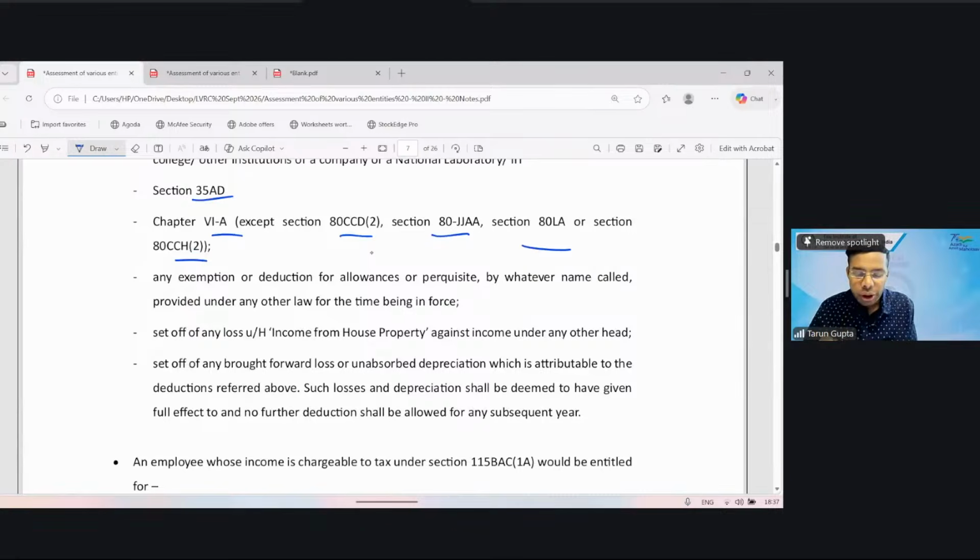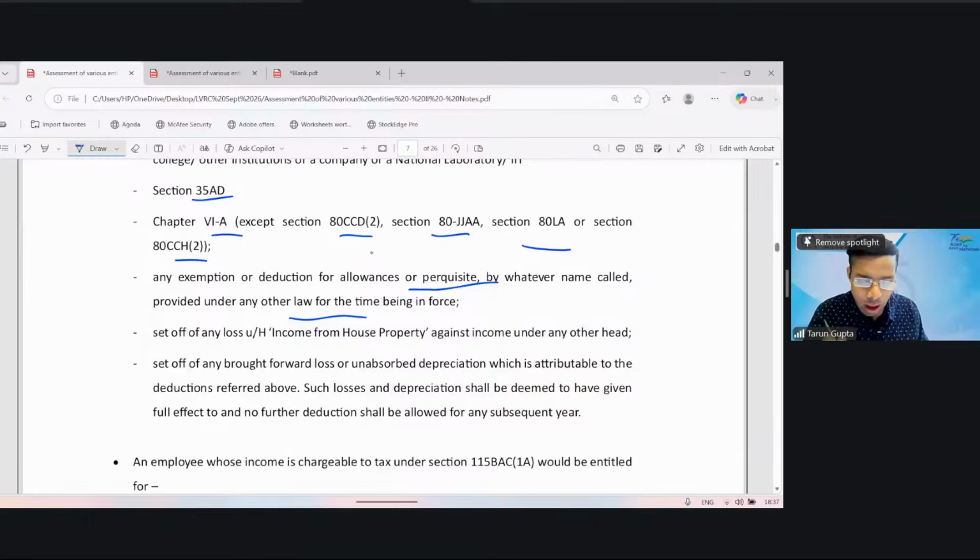Any other exemption or deduction for allowance or perquisite by whatever name called, provided under any other law for the time being in force, is not allowed. Say there's a law which says that some allowances given to the judges of High Court and Supreme Court shall not be subject to income tax. So such exemption is available only under the old regime. It shall not be available under the new regime.